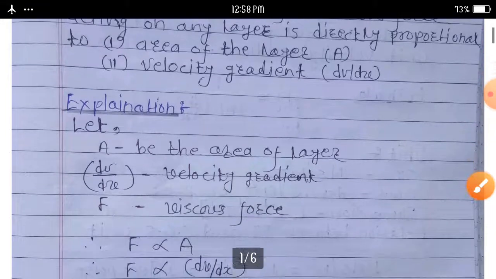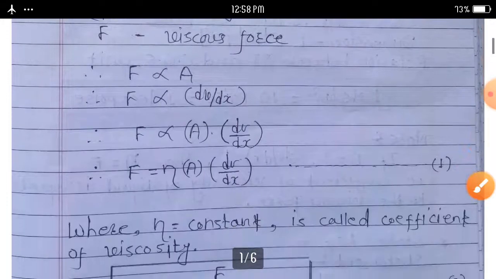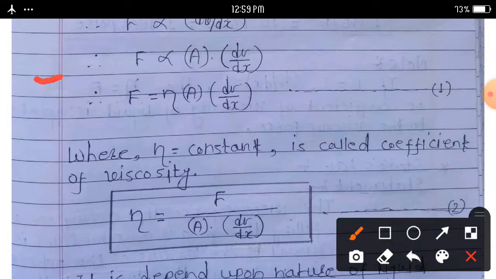Explanation here: let capital A be the area of the layer, dv upon dx the velocity gradient, and F the viscous force. According to the statement of Newton's law of viscosity, this viscous force is directly proportional to A, and directly proportional to dv upon dx. Combining these, F is directly proportional to A into dv upon dx. Removing the proportionality sign, we can write F is equal to eta into A into dv upon dx.